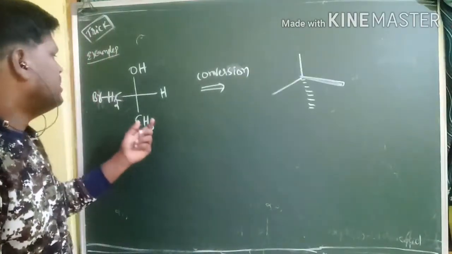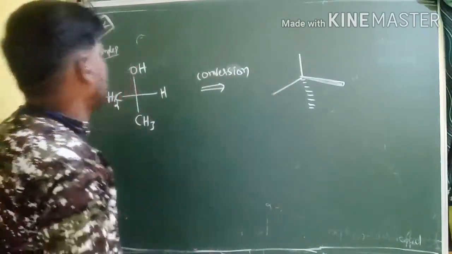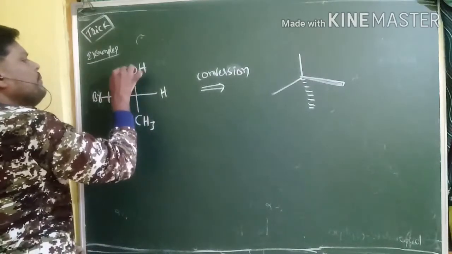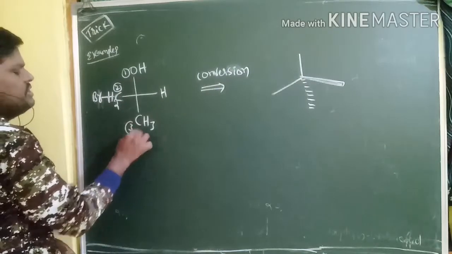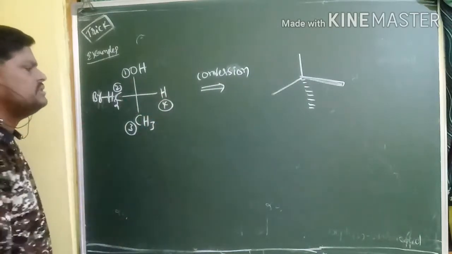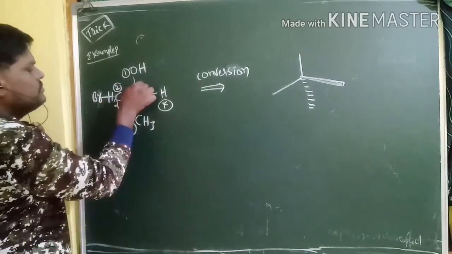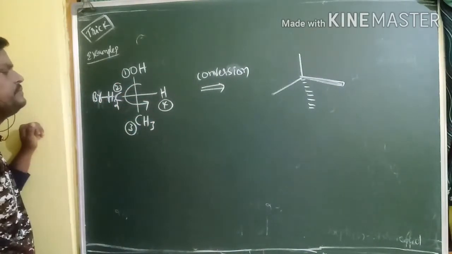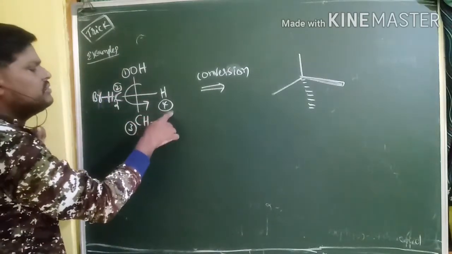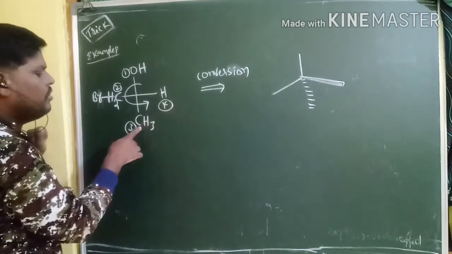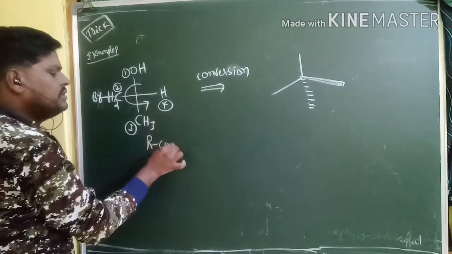Next, interconversion, Fischer projection to Wedge-dash. Here first priority, oxygen. Second priority, CH2Br. CH3, third priority. Hydrogen is least priority here. What is the expected direction? 1 to 2, 2 to 3. Is it anti-clockwise direction or clockwise direction, sir? It is anti-clockwise direction. But here also least priority is not on bottom of vertical line. Take opposite configuration, R configuration.